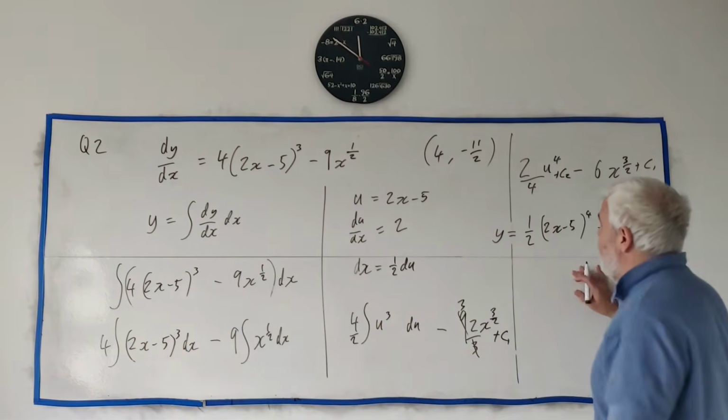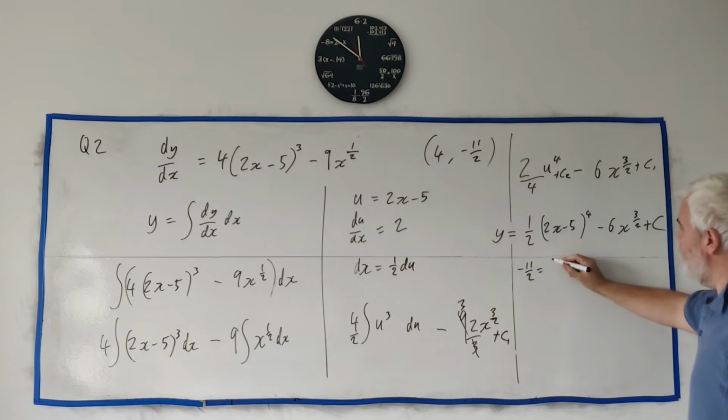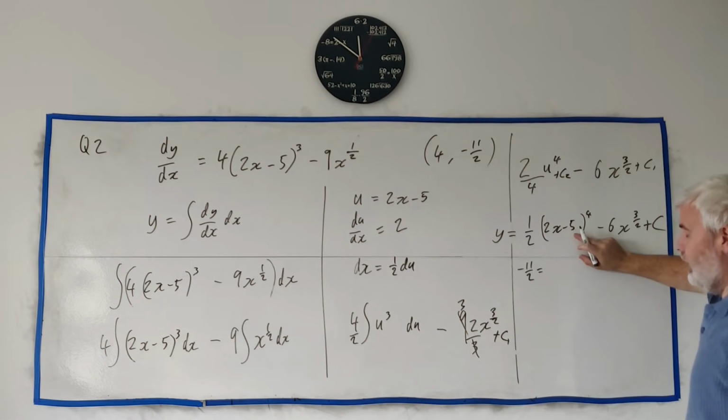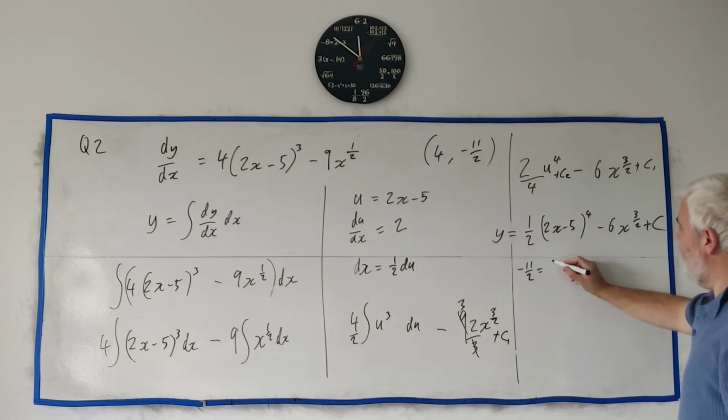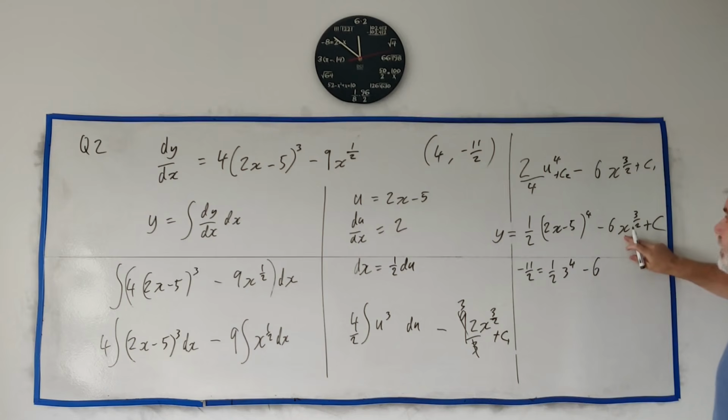So let's write this out again. Instead of y, I got minus 11 over 2 equals, let's see, put 4 in. We already did that. 2 times 4 is 8. 8 minus 5 is 3. So we get, let's see, a half. We get 3 to the power of 4. Minus 6. This is a 4 in here again.